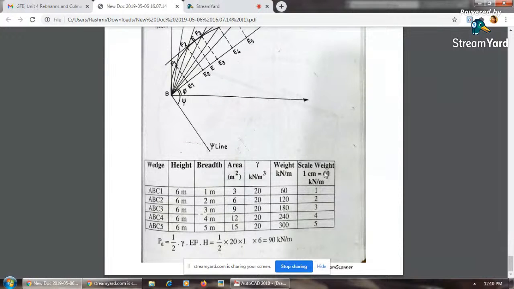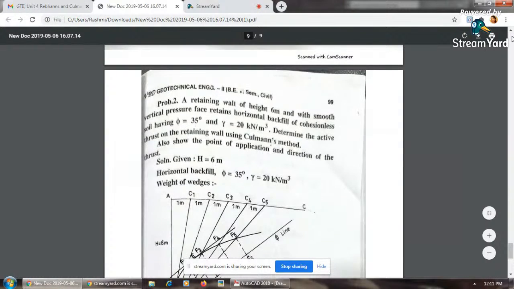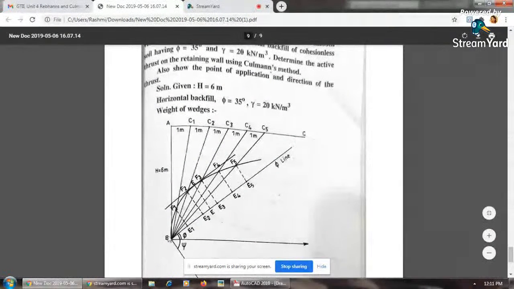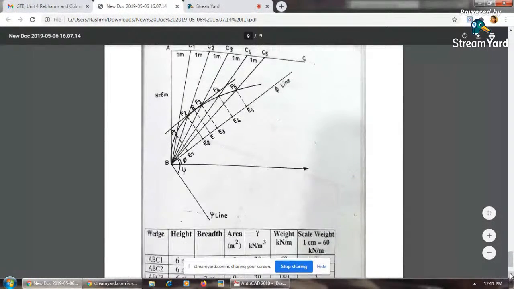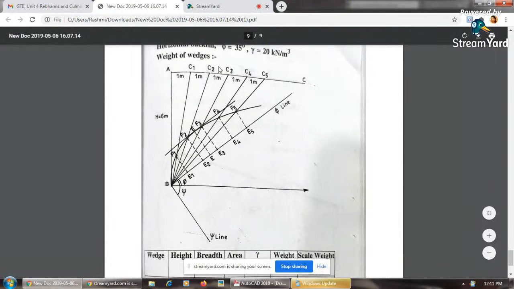Okay. So here from first ABC1. So what is ABC1 here? So this is ABC1. This is ABC2. This is ABC3. ABC4. ABC5. Okay. So height is same. Your breadth is just increasing because your breadth is running from one interval to 5 intervals. So this will be AC1 first breadth, AC2 second breadth, AC3 third breadth, AC4 fourth breadth, and AC5 fifth breadth.